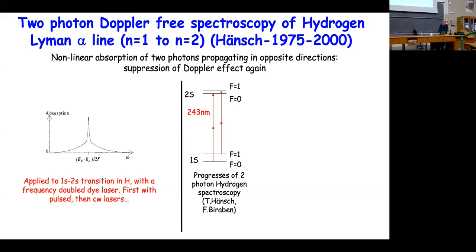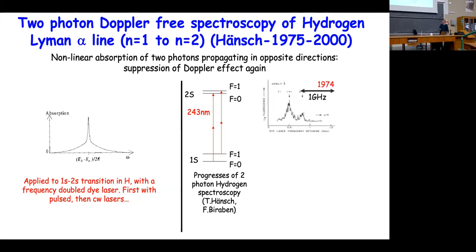So you start from a visible laser, you double its frequency, and with the doubled photons, you make a 2-photon absorption. And the selection rule is such that you can make the transition from f equals 0 to f equals 0 in the 2s state, or from f equals 1 to f equals 1 in the excited state. And the structure you see here is a hyperfine structure, which is due to the coupling of the electron spin with the nuclear spin of the proton.